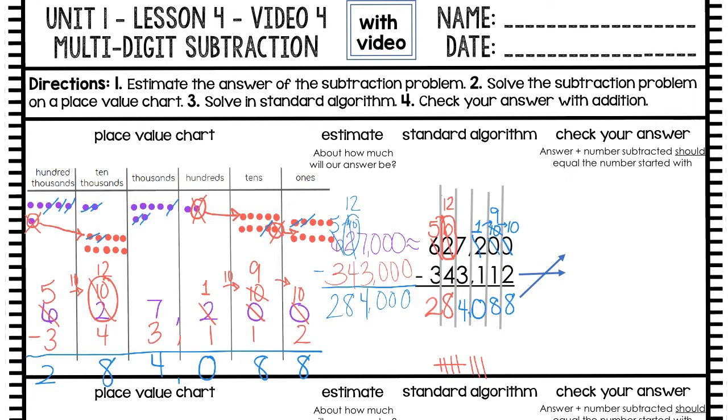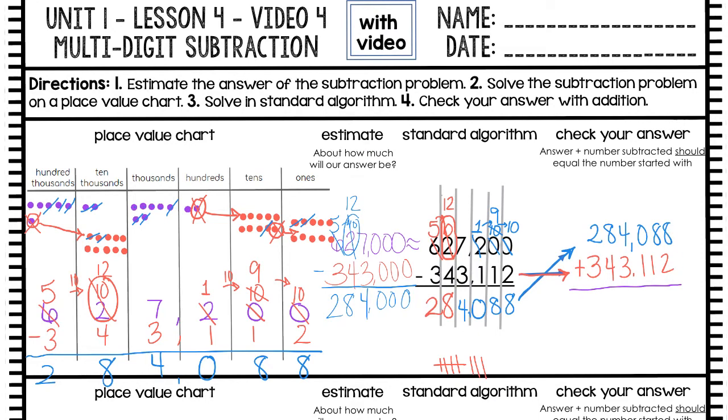Now let's check our answer. We're going to take our answer that we got and we're going to write it up at the top. So 284,088, and we're going to add the number that we subtracted. Make sure I'm lining them up correctly. So my 3 goes in the 100,000s, 4, 3, 1. And then we have to add them together. There's my equal sign. Let's add them together.